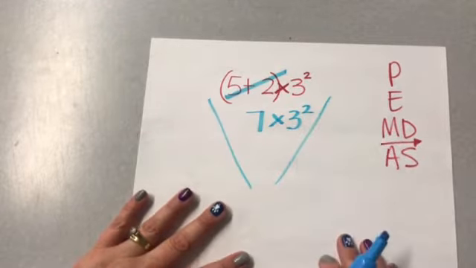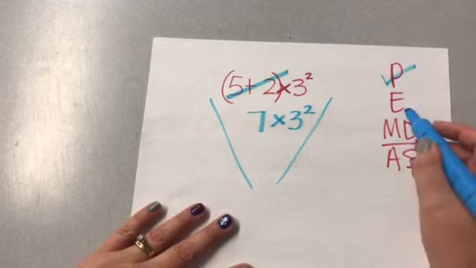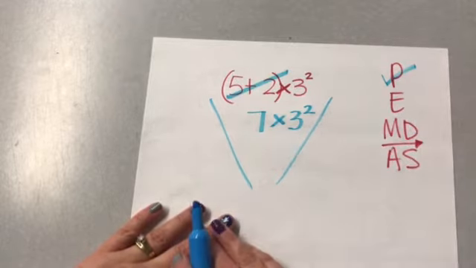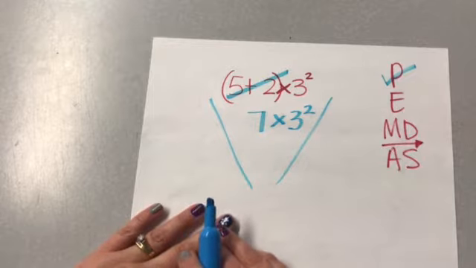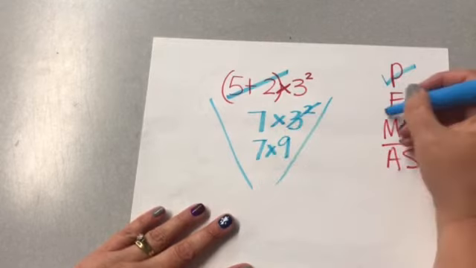Again, I'm working it down. I'm funneling it down to the answer. I did my parentheses. Now, if I have any exponents, I'm going to do them, and I do. I have 3 to the second power, which we know is 3 times 3. 3 times 3 is 9. So I just solve that.